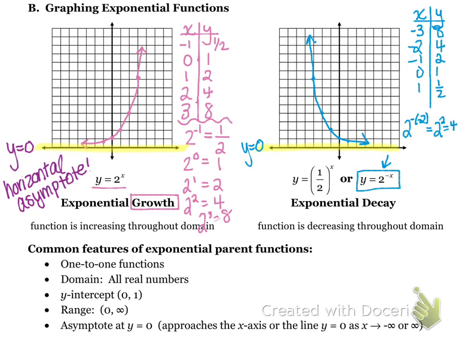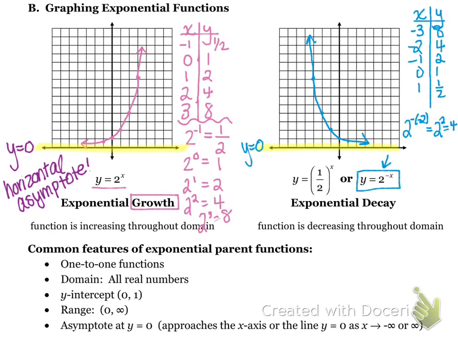So essentially, if your b value is greater than 1, it's going to be a growth problem, which means that your function increases as we go left to right on our domain. And then for exponential decay, our b value is less than 1, but it's still positive because we don't have any negative b values, which means the function is decreasing as we go left to right on the domain.